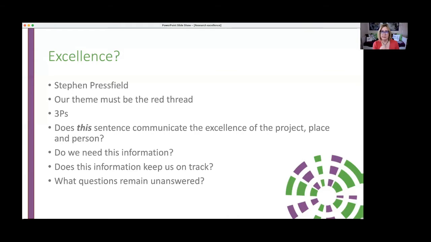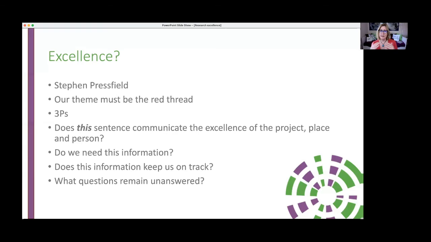And every single sentence is gold dust on an application. Marie Curie, you have 10 pages to explain yourself. A fellowship I was looking at this morning, you had 3 pages to describe your research. Whatever it is, there is never quite enough to tell the world how excellent we are. So if every sentence is gold dust on that application, does every sentence communicate the theme? Does it tell us about the excellence of the project, the place, or the person?